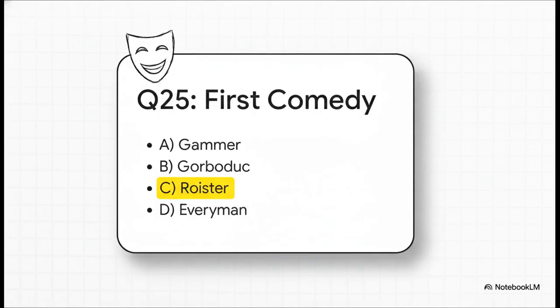Question 25 targets a major historical landmark. What is considered the first regular English comedy written around 1550? A. Gammer Gurton's Needle, B. Gorboduc, C. Royster Doyster, or D. Everyman? The answer is C. Royster Doyster. The year 1550 and that critical first regular status are the defining historical markers you absolutely need to remember for this specific play.